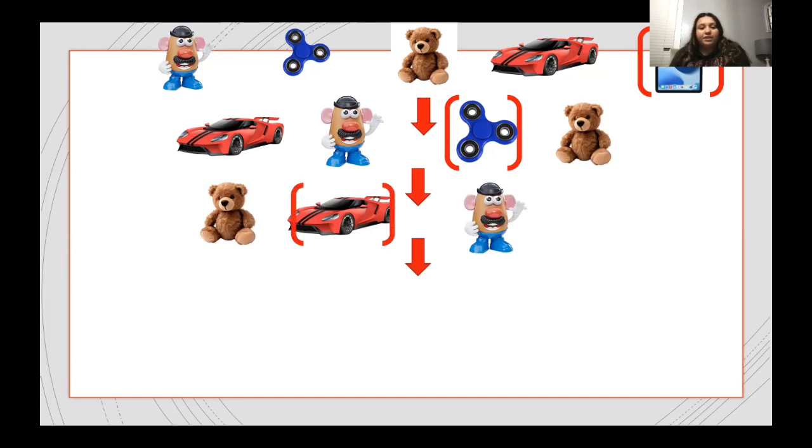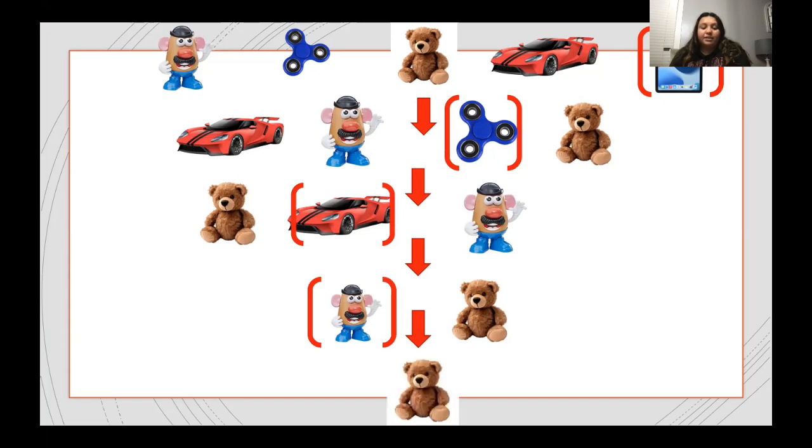So they made their choice. We'll move on to potato head and teddy bear, and then they make their final choice, which is potato head. And then the last stimulus remaining would be the teddy bear, so you would mark that as not chosen.